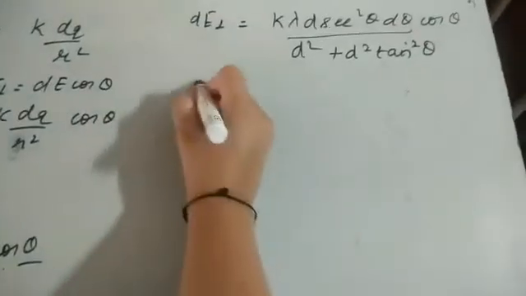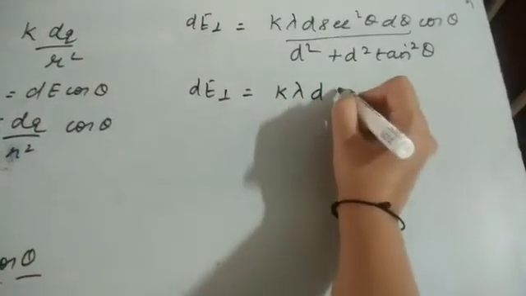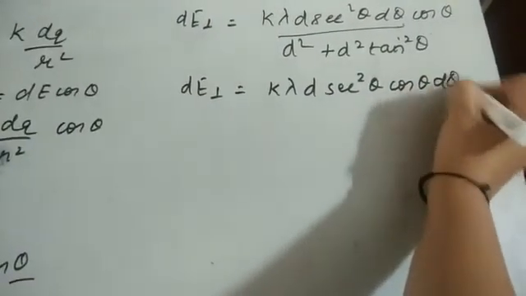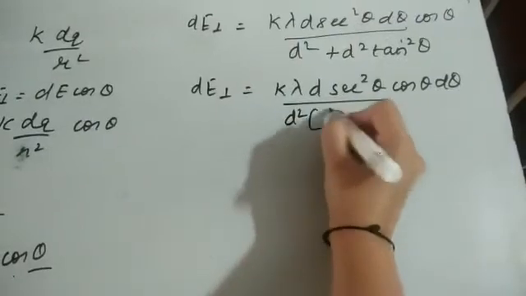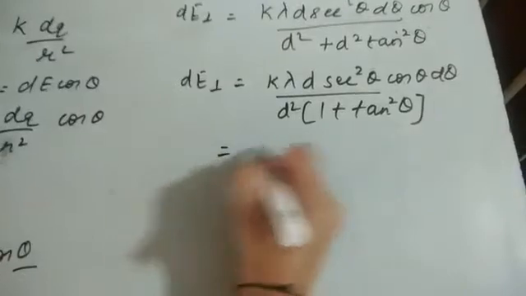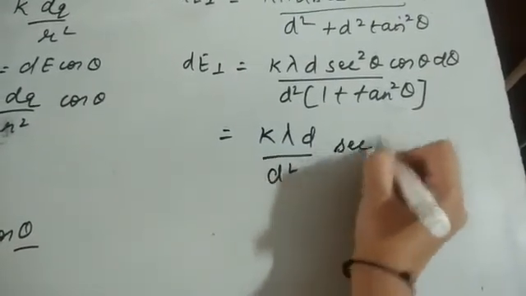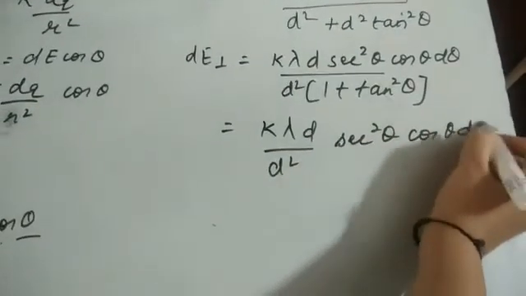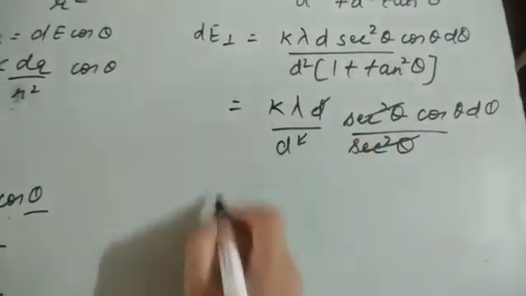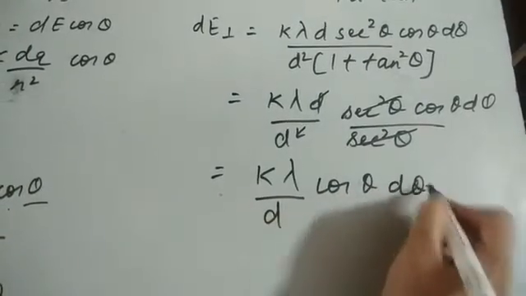Clear? So the dE perpendicular component is coming out to be k lambda d sec square theta cos theta d theta. Here, if I take d square common, I am left with tan square theta, which is again sec square theta. So I have k lambda d upon d square sec square theta cos theta d theta upon sec square theta. This would be cancelled, right? So we are left with k lambda upon d cos theta d theta.